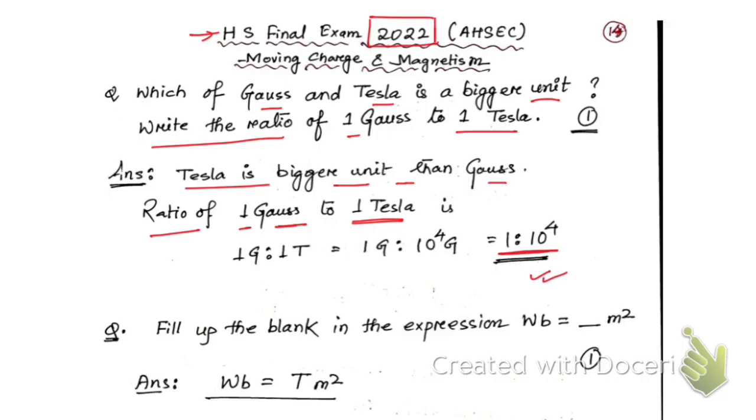Here in this expression, 1 Tesla is equal to Weber per meter square. So that's why Weber will be equal to Tesla meter square, right? So here the answer is Tesla. Okay, now let me take the next question.